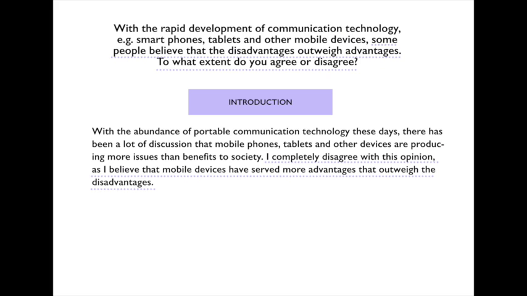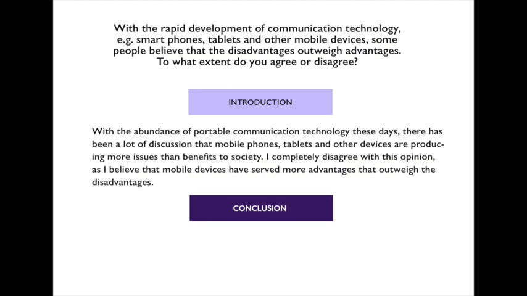Now I'm going to answer the second part of the question. To what extent do you agree or disagree? Now, if you guys remember what we've already done in the essay, we already know how to answer this. So we just say, I completely disagree with this opinion, as I believe that mobile devices have served more advantages than outweigh the disadvantages. That's all you have to say for the introduction, because you are literally just outlining and summarizing as quick as possible what the rest of your essay is going to be covering.